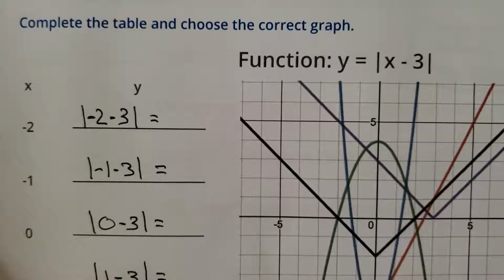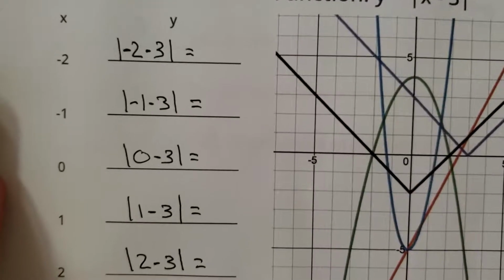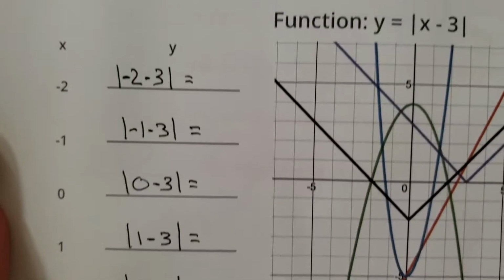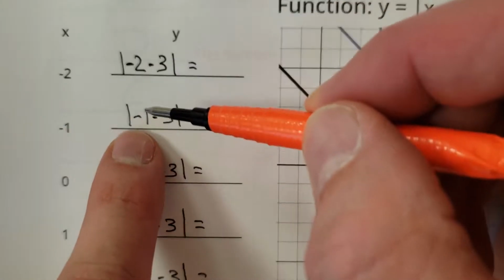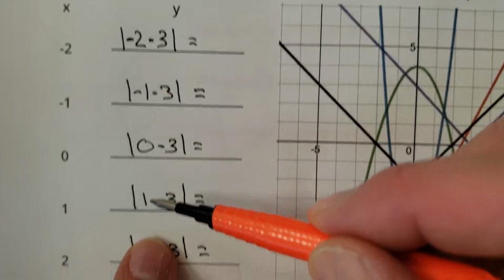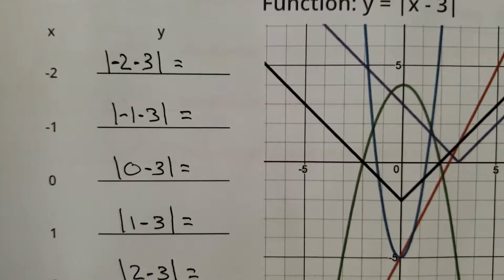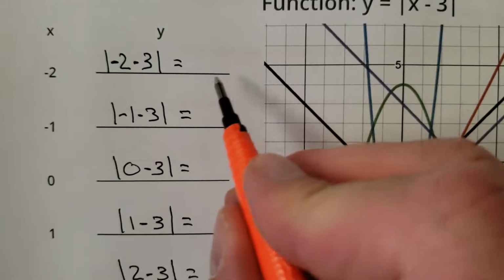I went ahead and took the liberty of writing them all out. Okay, so it's the absolute value of x minus 3. I plugged in -2, -1, 0, 1, and 2. So now I just have to do the math and write down the number that I get.